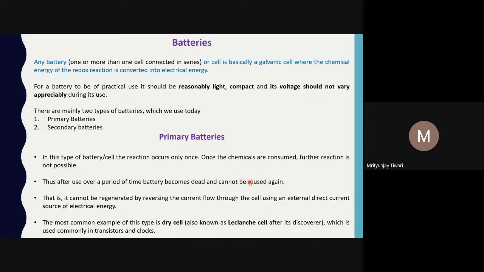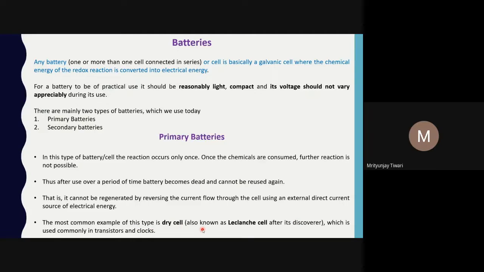They are not rechargeable, that is, they cannot be regenerated by reversing the current flow through the cell using an external direct current source of electrical energy. The most common example of this type of primary battery is the dry cell, which we also call Leclanche cell after its discoverer. Leclanche was the inventor, which is used commonly in transistors and clocks.